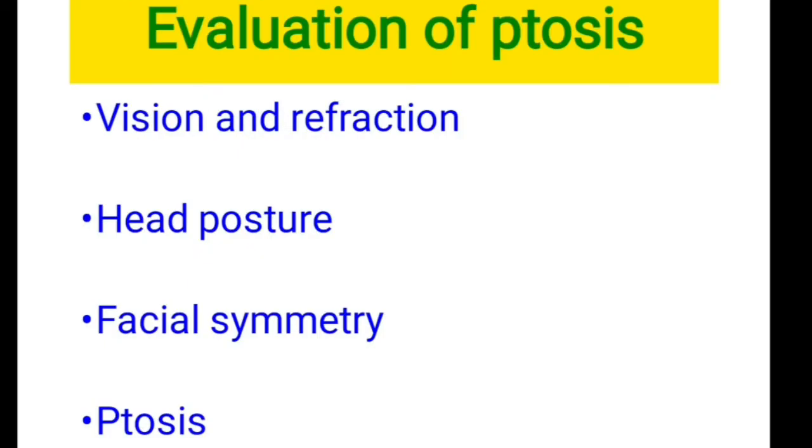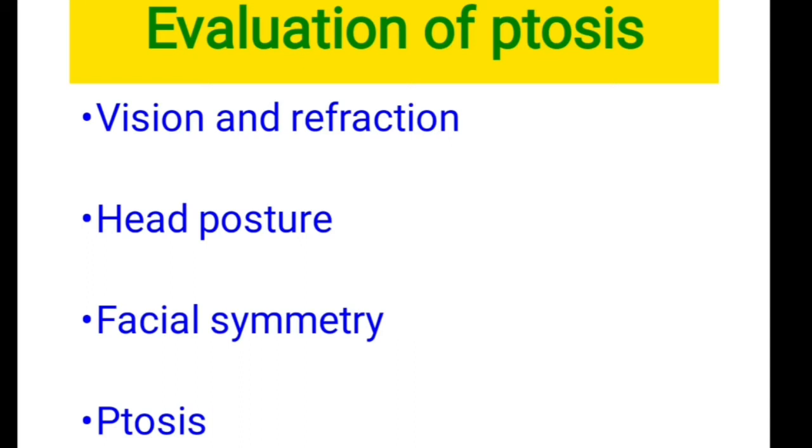So when you consider the evaluation of the ptosis, you should always concentrate on vision and refraction first. This is the most neglected part, since the ptosis can occur in the pediatric age group. If you don't concentrate on the vision, which can be corrected with the refraction, you are leading the patient to amblyopia. Okay, so the amblyopia becomes irreversible. So always take time to check the vision and also do refraction and give proper correction.